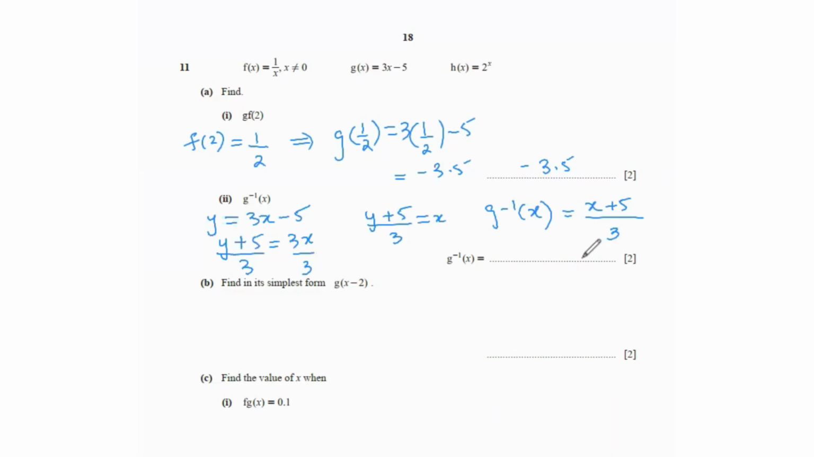If you compare the original and the inverse, in the inverse, every number is performing the opposite thing. In the original, 3 was being multiplied to x, now it's dividing. 5 was being subtracted, now it's adding. Then it says find its simplest form, g of x minus 2. So we're changing the input of g of x from x to x minus 2. So that's 3 times x minus 2 now. So that's 3x minus 6 minus 5, which is 3x minus 11.